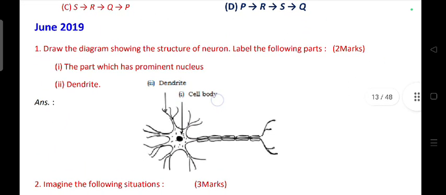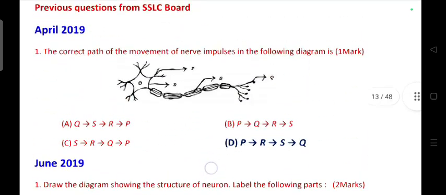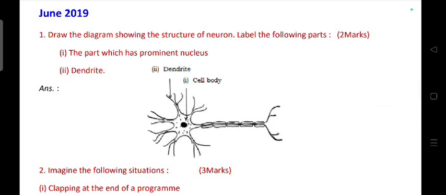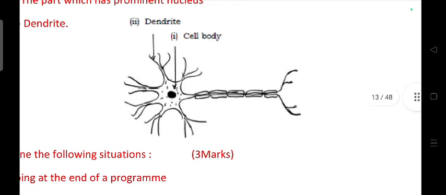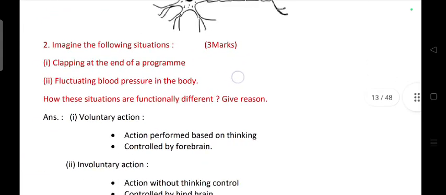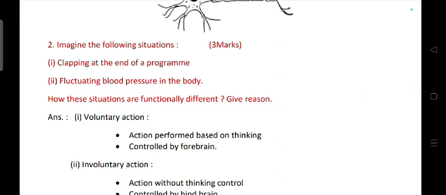Next, only a 1 mark question was asked in April 2019. In June 2019, a 2 marks question was asked. Draw the diagram showing the structure of neuron and label the following parts. You have to draw and label the parts. This is a very important diagram. In June 2019, a 3 marks question also came. Imagine the following situation: clapping at the end of the program, fluctuating blood pressure in the body. How are these situations functionally different? Give reasons.